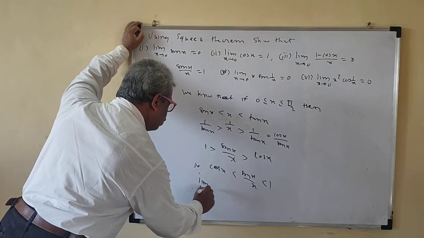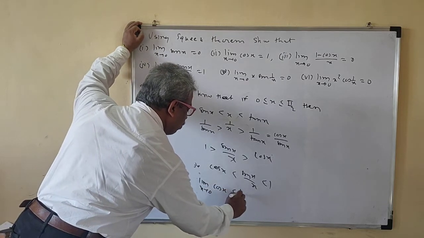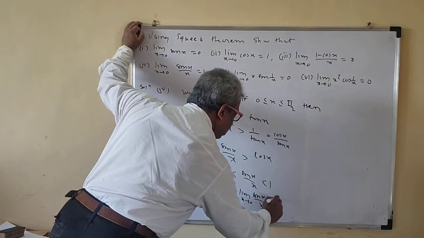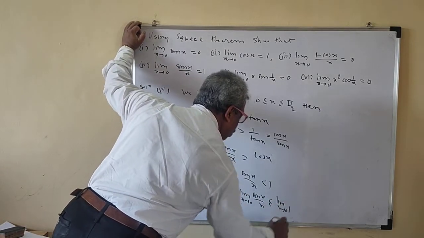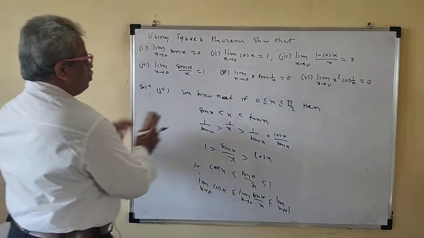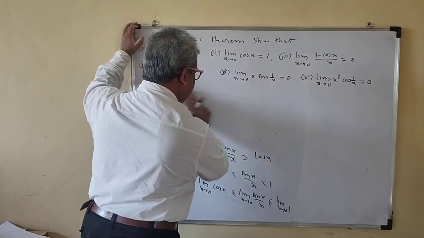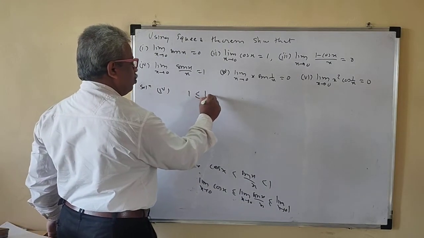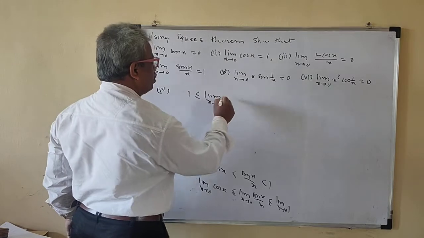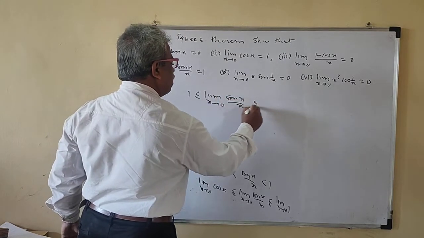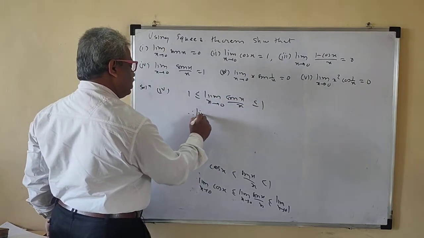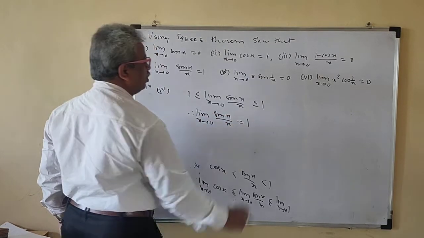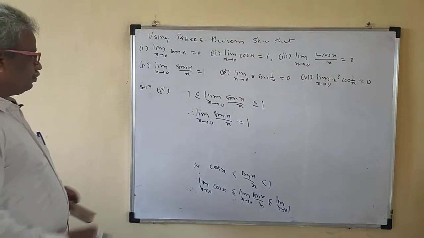Limit x tends to 0, cos x is less than or equal to limit x tends to 0, sin x upon x, which is less than or equal to limit x tends to 0, 1. So it will be 1 less than or equal to limit x tends to 0, sin x upon x, less than or equal to 1. Therefore, again by the squeeze theorem, limit x tends to 0, sin x upon x is 1. Okay, so I have proved this one.